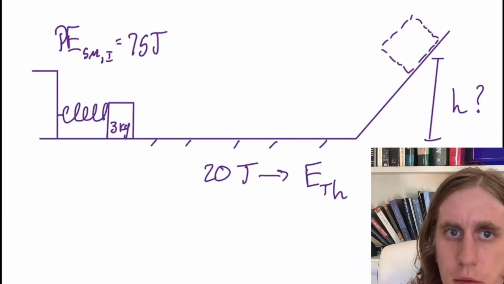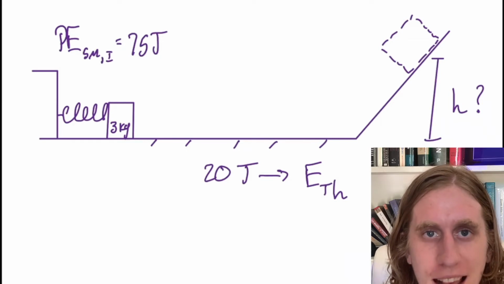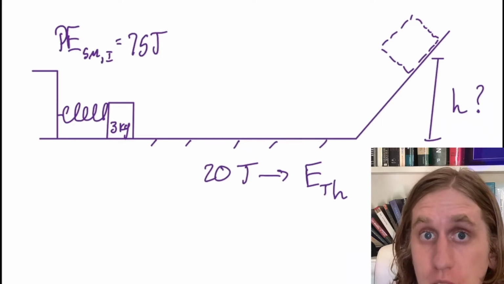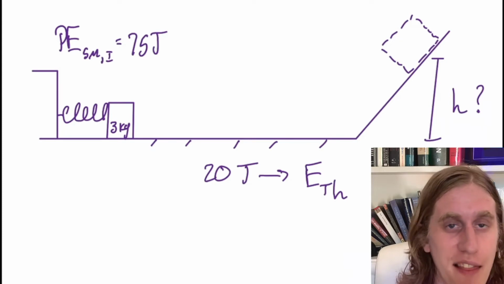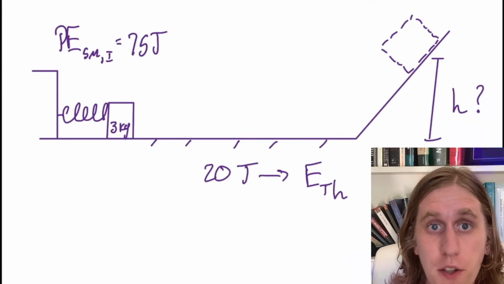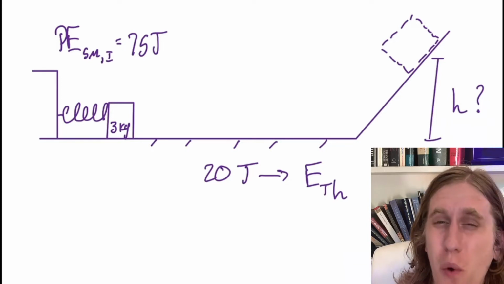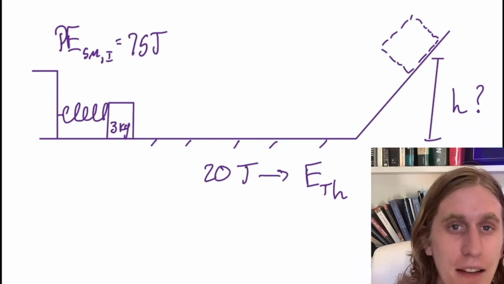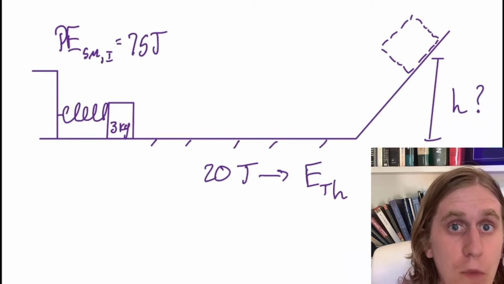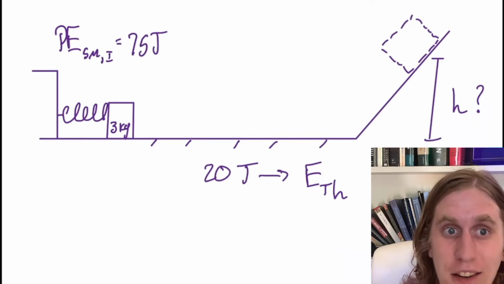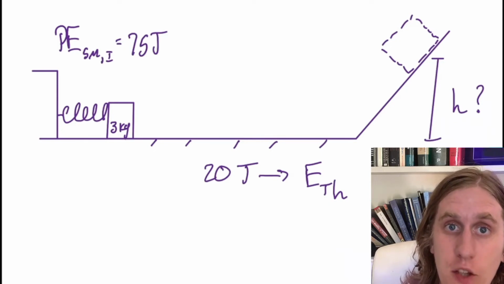Here's an example of a problem that we can solve with this new version of conservation of energy. In this example, we have a block connected to a spring. The spring is going to be compressed and then released, launching the block to the right. As the block travels across the floor, it's going to experience friction. That friction is going to go into the thermal energy of the block. By the time the block reaches the end of the horizontal segment, its thermal energy will have increased by 20 joules.